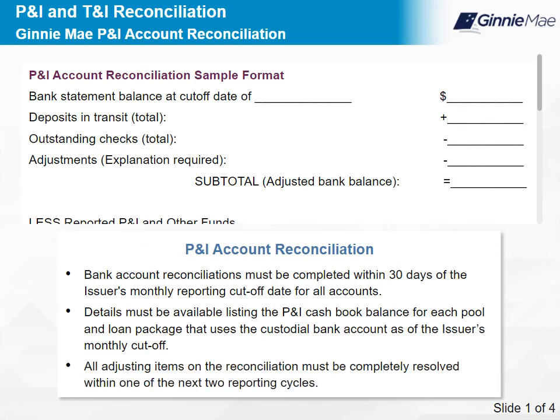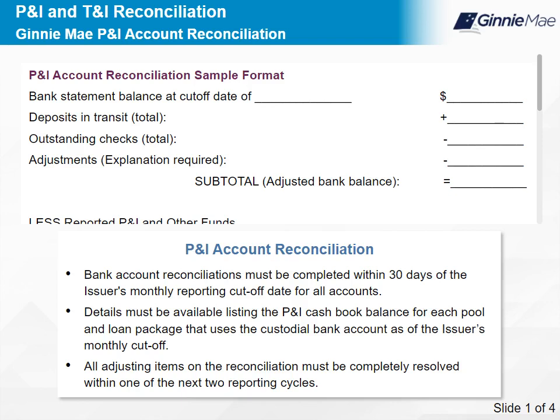Details must be available listing the P&I cash book balance for each pool and loan package that uses the custodial bank account as of the issuer's monthly cutoff. The cash flow method is the balance at the end of the previous reporting month plus the daily deposits minus disbursements. This equals the ending P&I cash book balance. This balance is reported in field 12 of the pool record and is displayed at the bottom of the pool screen.